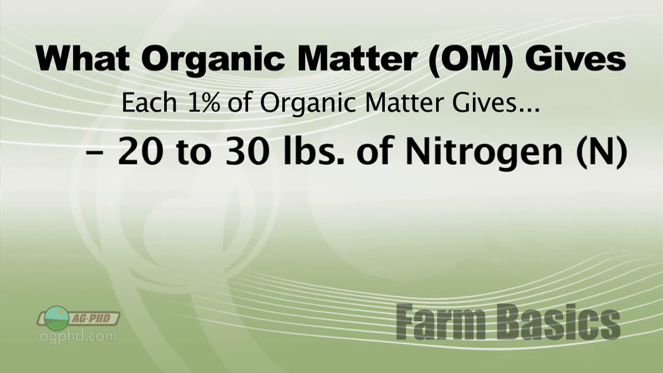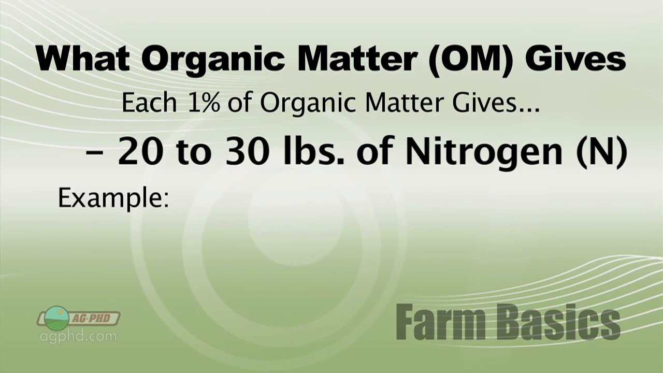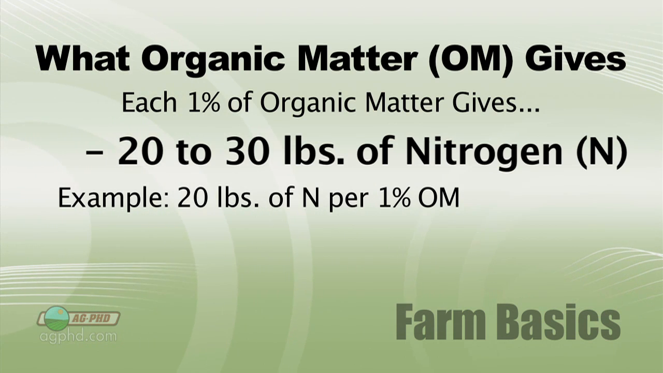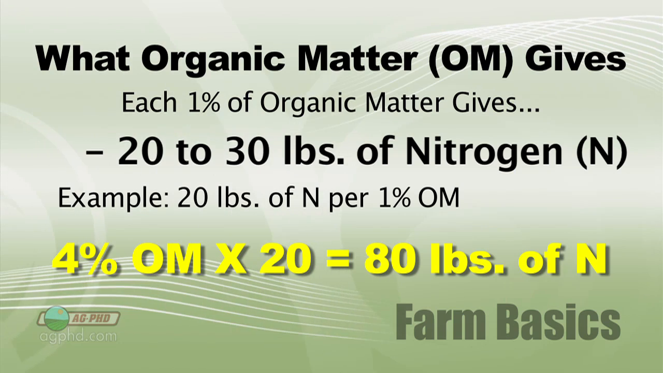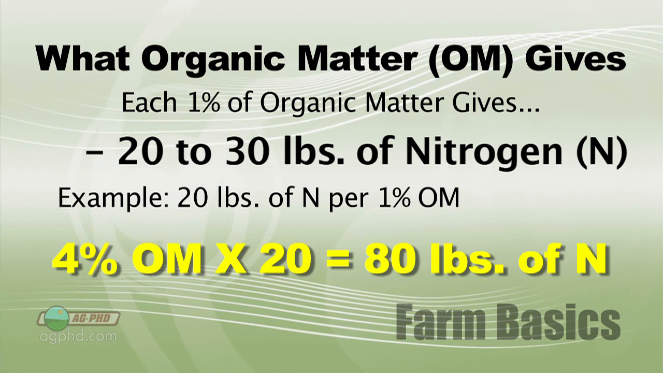Like with nitrogen, for example, say it's 20 to 30 pounds per percent of organic matter. Most farmers will say, okay, I'll figure on the safe side and figure 20 pounds for each 1% of organic matter I have. So if I have 4% organic matter in my field, 4 times 20 would be 80 pounds of nitrogen that would come for free during the season.